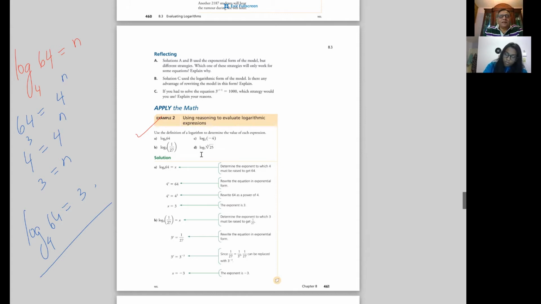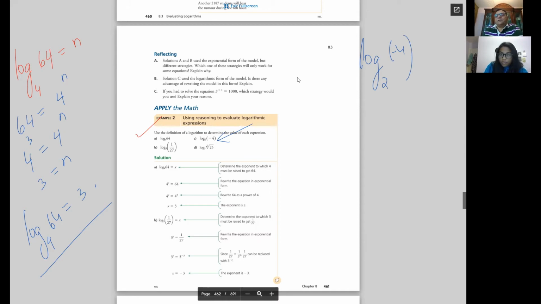Now, the next one here is log to the base 2 of minus 4. I'm doing part C for you. In that case, can we find the value of this function? By doing the same thing. Let's write n. So we get minus 4 equals 2 to the power of n. Can 2 to the power of n be negative? No. So this is not in the domain. No solution. Is that clear?